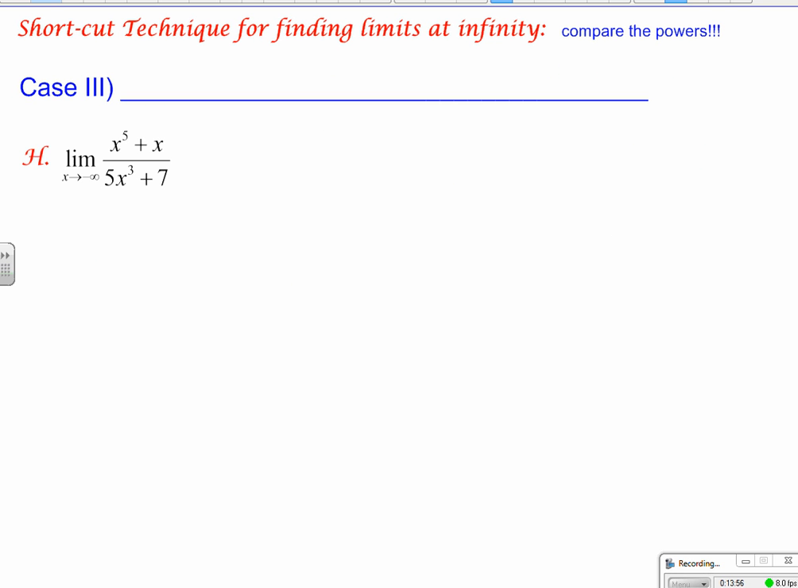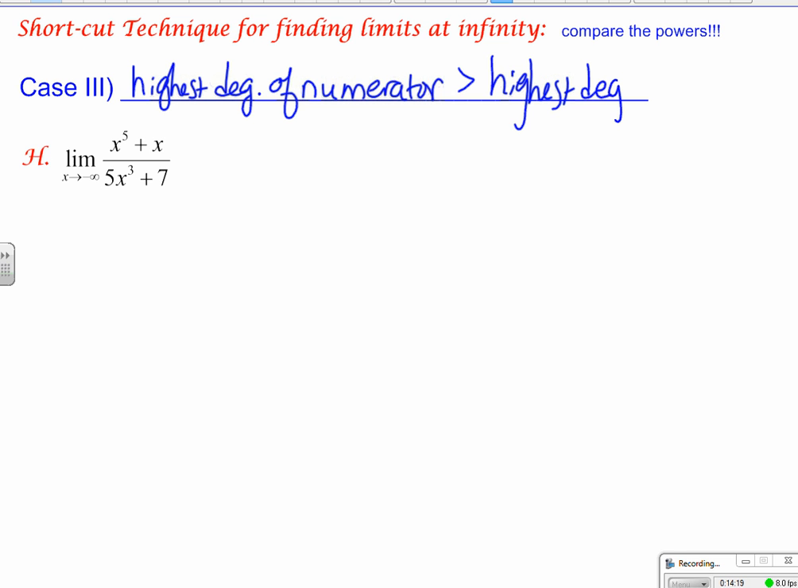Case number 3. When the highest degree in the numerator is larger than the highest degree in the denominator. Let's look at that scenario. Highest degree of the numerator is greater than the highest degree in the denominator, by more than 1 degree. Because something special happens when it's exactly 1 degree.